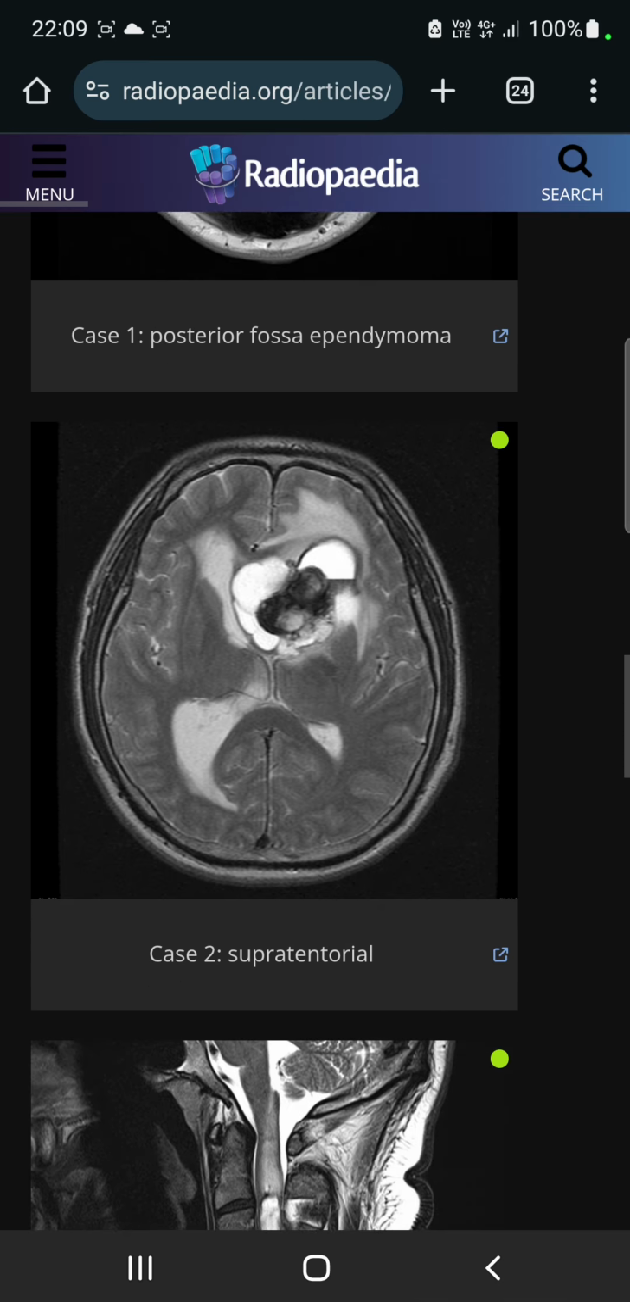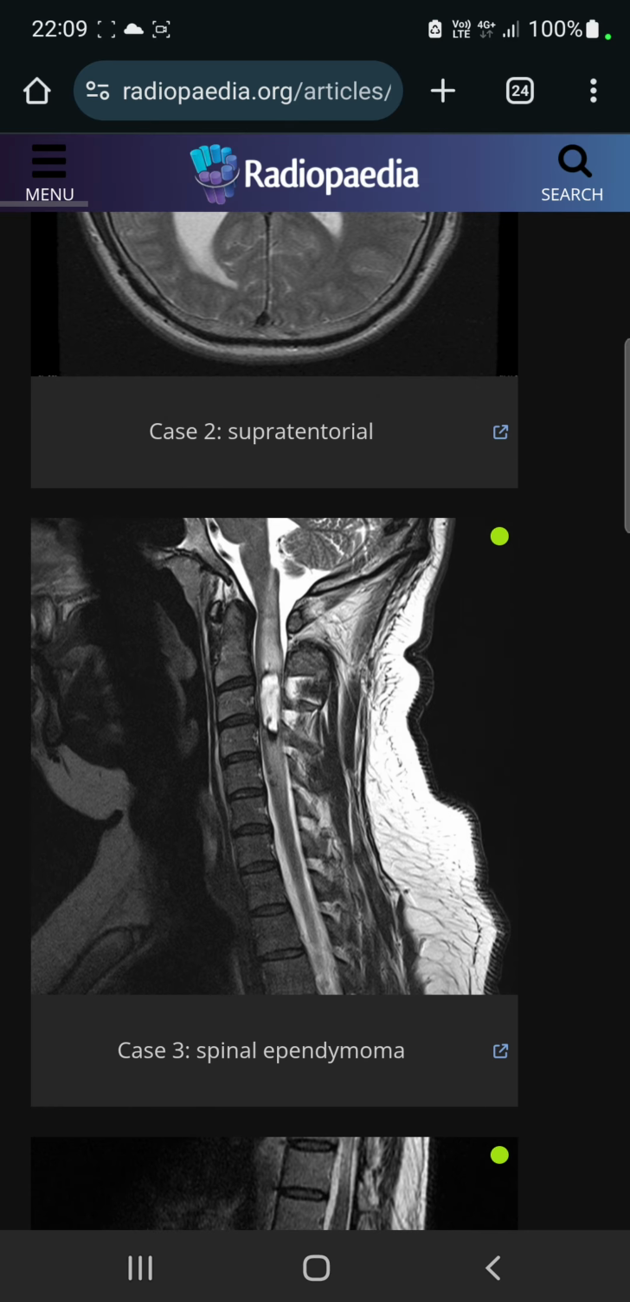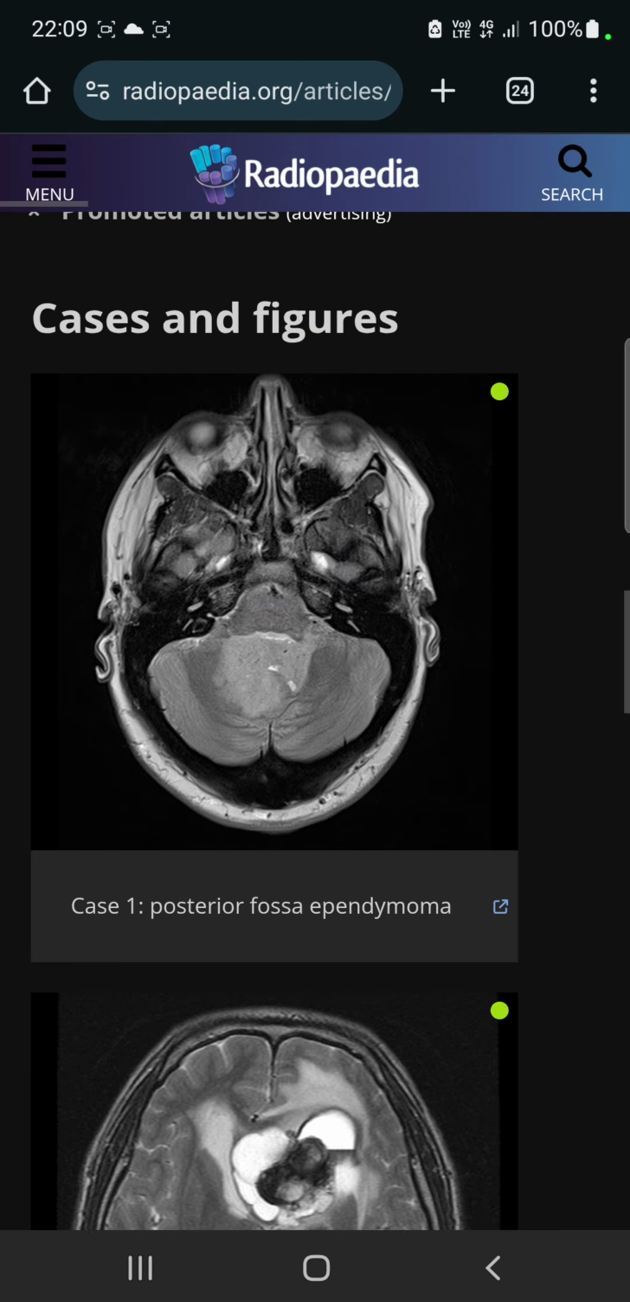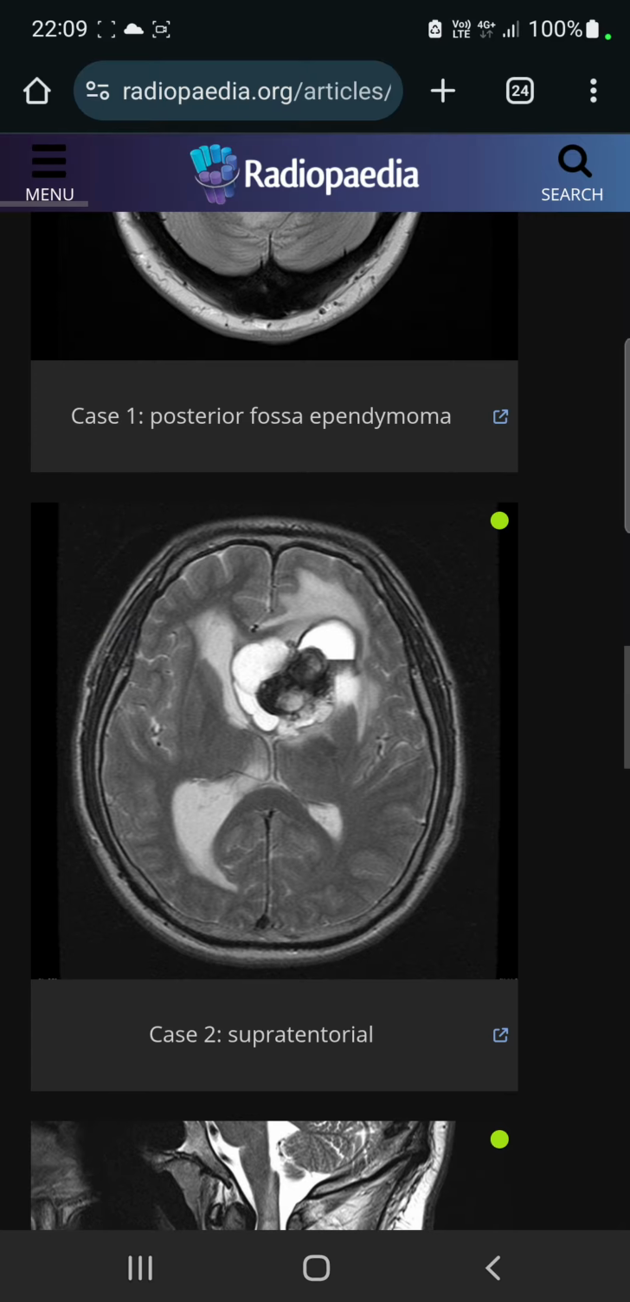And let's go back. You can see that it may also be in the spinal cord. It's more common to find in the spinal cord in adults. In children, it is more commonly in the posterior fossa, as we saw right over here. In adults, it's more commonly in the spinal cord, and it also may be in adults in the supratentorium, like right over here.